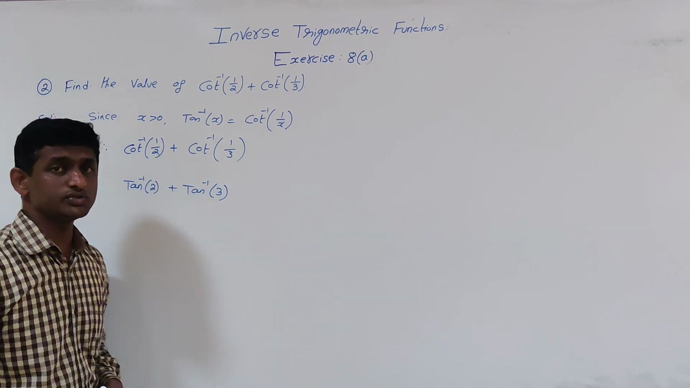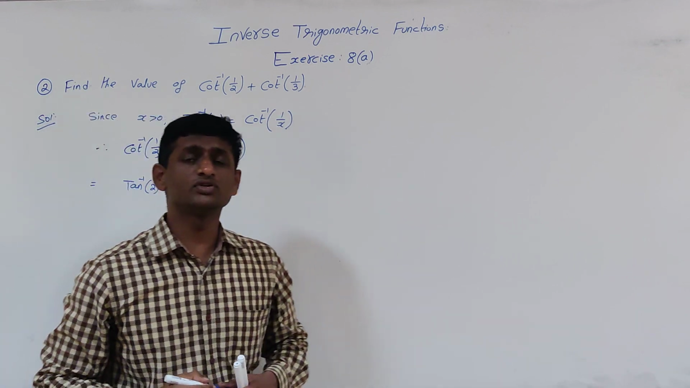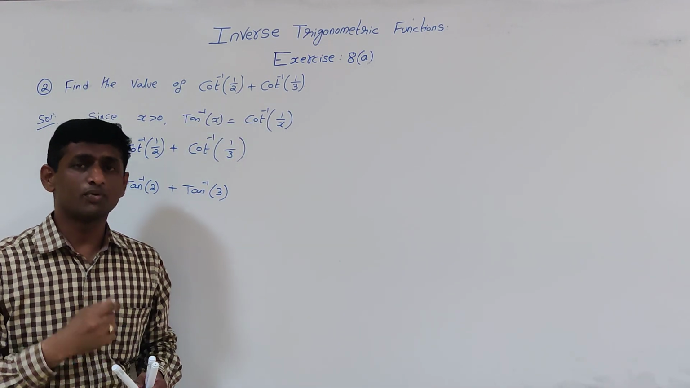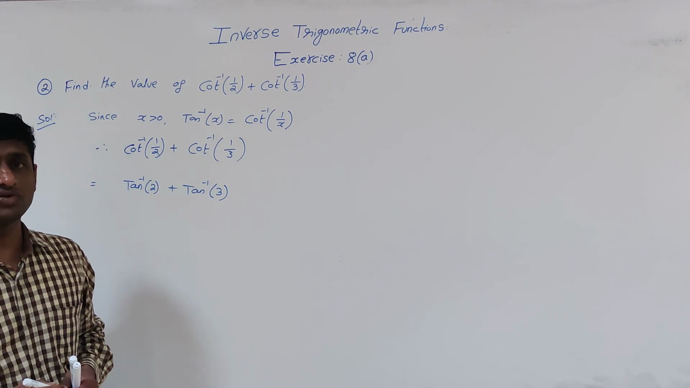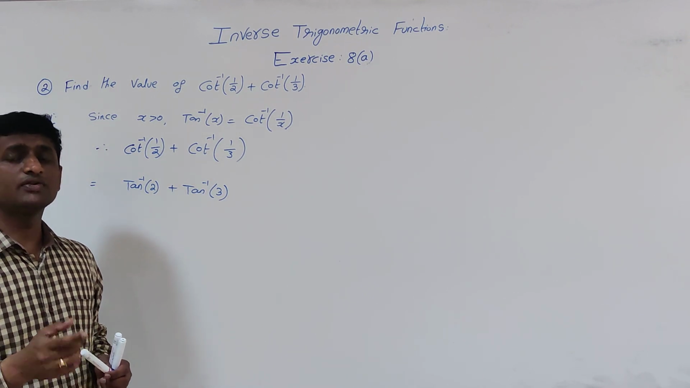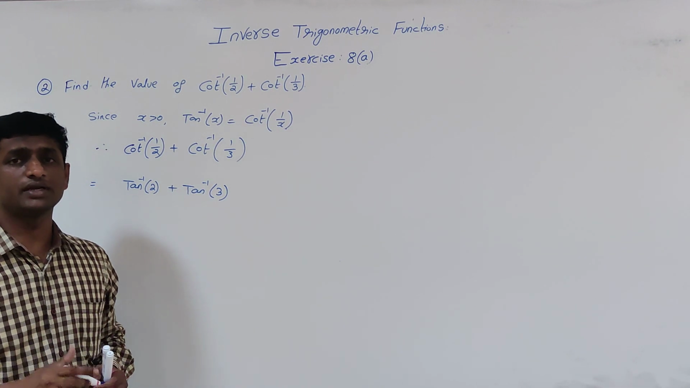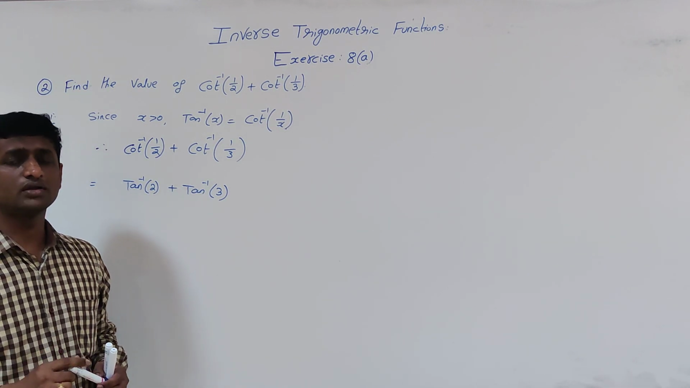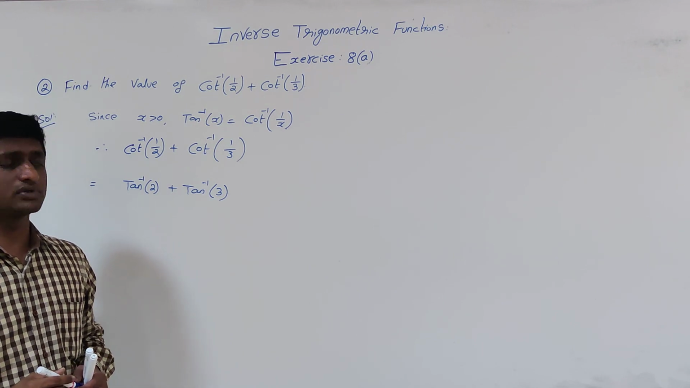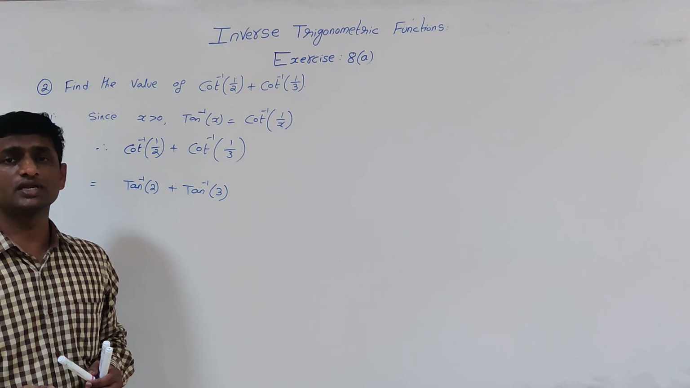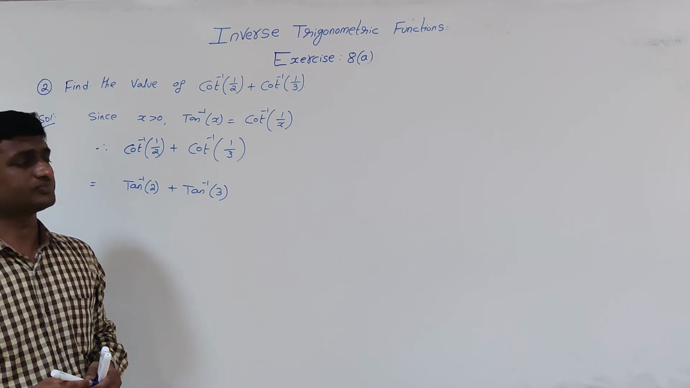Now this has reduced into the form of tan inverse of x plus tan inverse of y, and we have seen this property: tan inverse of x plus tan inverse of y is tan inverse of x plus y by 1 minus xy if x is greater than 0, y is greater than 0 and xy is less than 1, or pi plus tan inverse of x plus y by 1 minus xy if x is greater than 0, y is greater than 0 and xy is greater than 1.